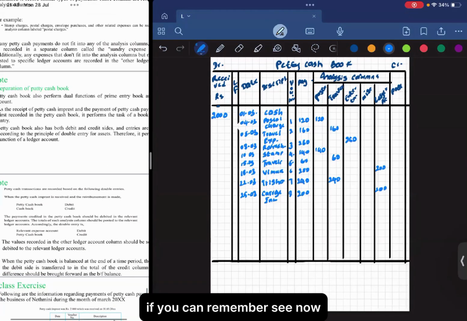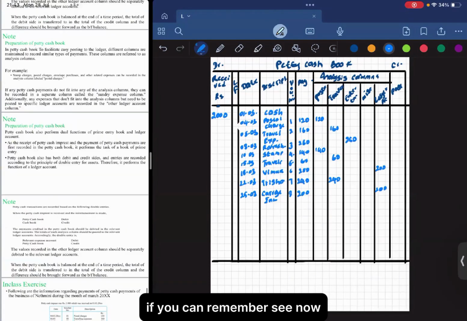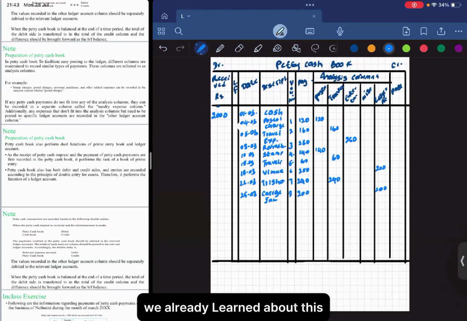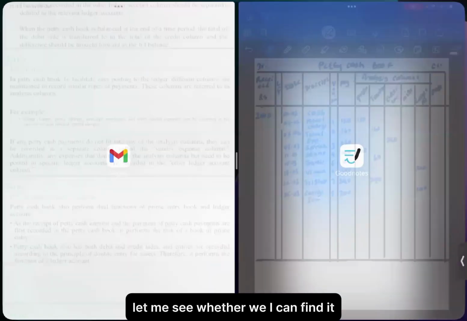Now, if you can remember, I think we already learned about this. Let me see whether I can find it.